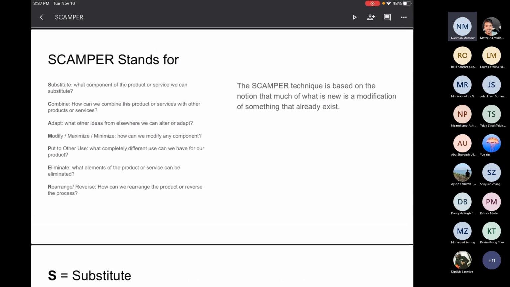Maybe I have a question, just to make it clear for everyone. So what you're saying is the Scamper technique is used to alternate, modify, innovate an existing product. Correct. Perfect. Thank you. Or a service.